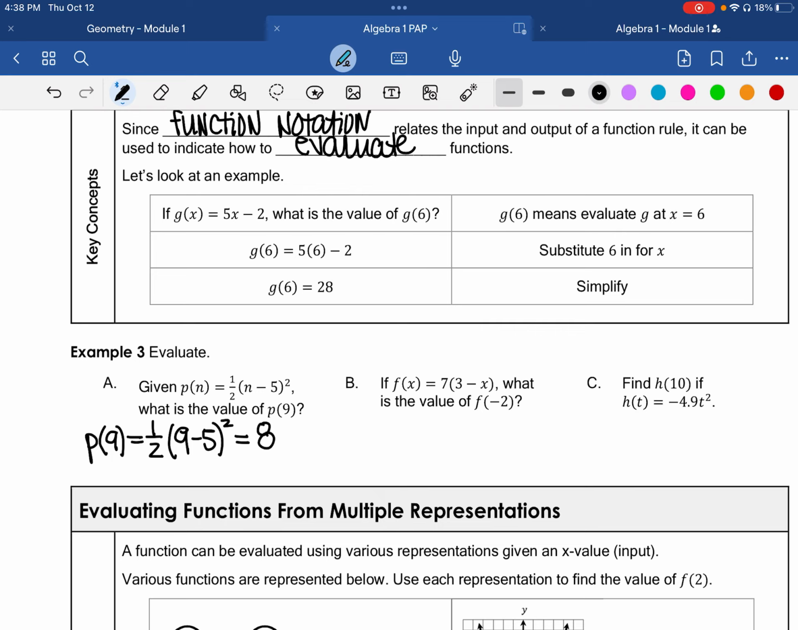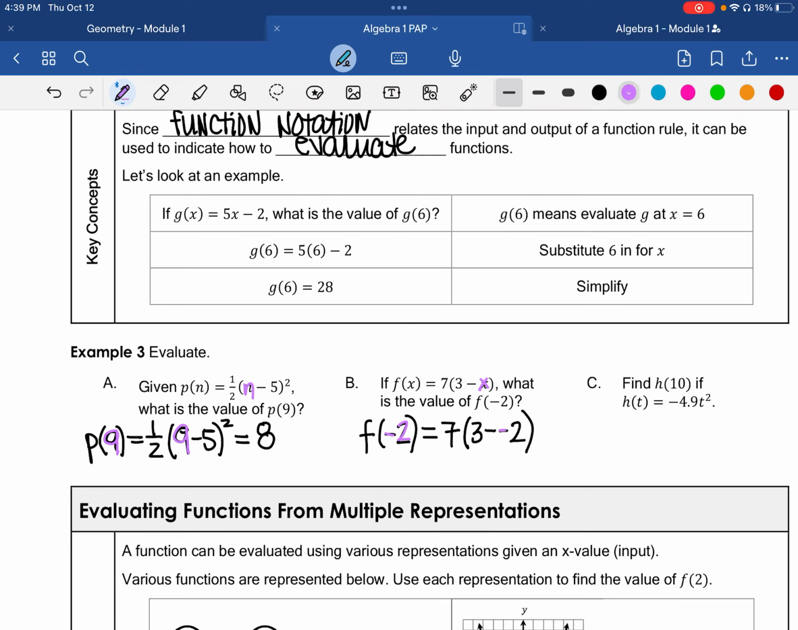f of x is equal to 7 times the quantity 3 minus x. What is the value of f of negative 2? This simply means that we're going to replace x with negative 2. We're going to replace n with 9. That's all this one meant. That's all that meant. So 3 minus negative 2.